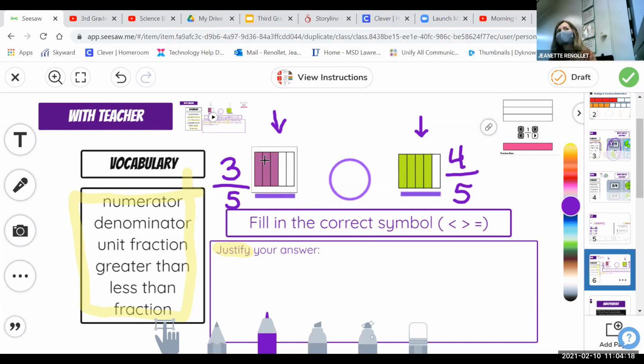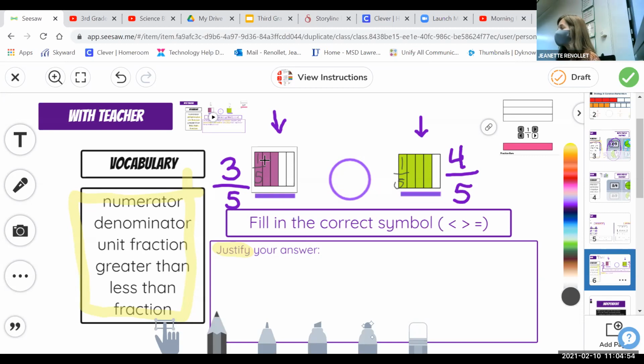Okay, we're going to fill in the correct symbol. So I noticed that our denominators are the same. That means our unit fraction is the same. Both have a unit fraction of 1/5 because both have a denominator of 5. Which symbol will we use? So which one is greater? 3 unit fractions or 4 unit fractions?